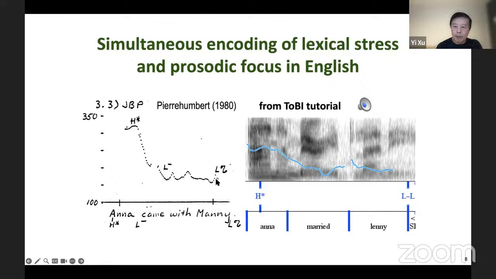And here's an example from the ToBI tutorial page. Anna married Lenny. But for those of us who know English, we know that these words have lexical stress. So Anna has initial stress, and married has the initial stress, and Lenny has the initial stress. So the question is, does the stress have anything to do with pitch?